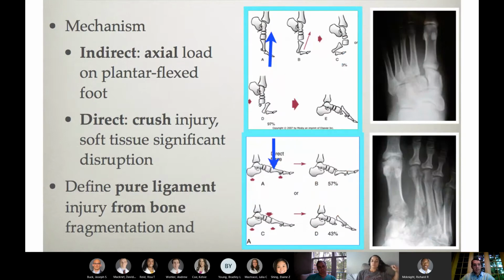So typically, these are plantar flexed foot axial load injuries. Whether there's a driving force on the heel or it's simply an axial load because you fell from a height or you were in a car accident, whatever the mechanism may be, that's sort of the combination that's typical.